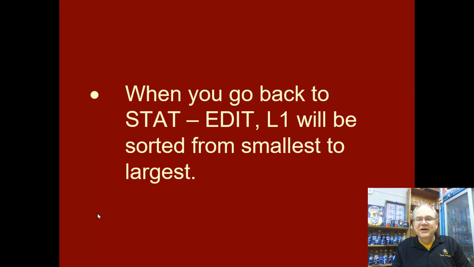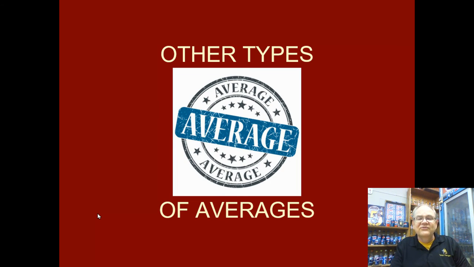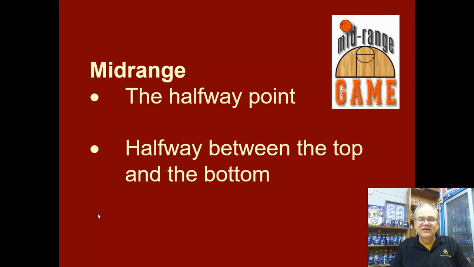So I want to talk about a couple of other kinds of averages real quick as well. One of them is incredibly easy and the other one's not hard. The fourth of the kinds of averages we're going to talk about is the mid-range. In mid-range, it says it's the halfway point. Now sometimes people will see that and they'll say, isn't that what you told us that the median was? Well, it's not quite the same thing.